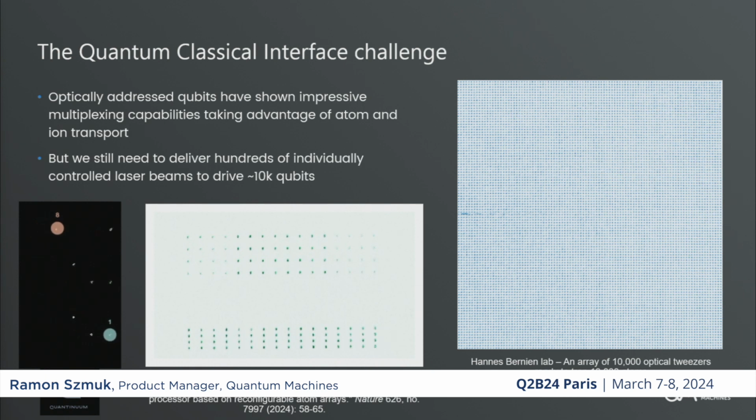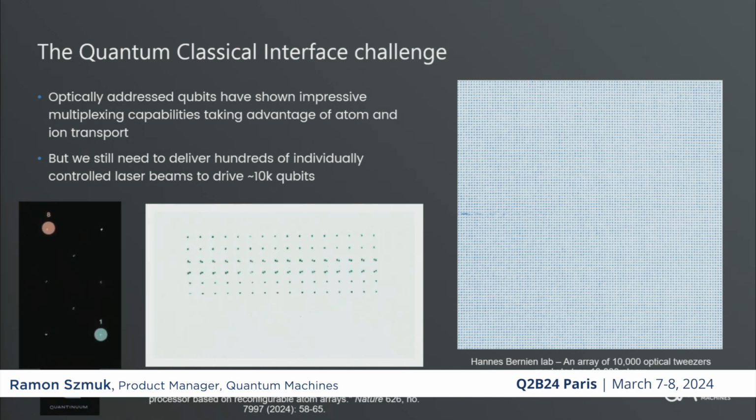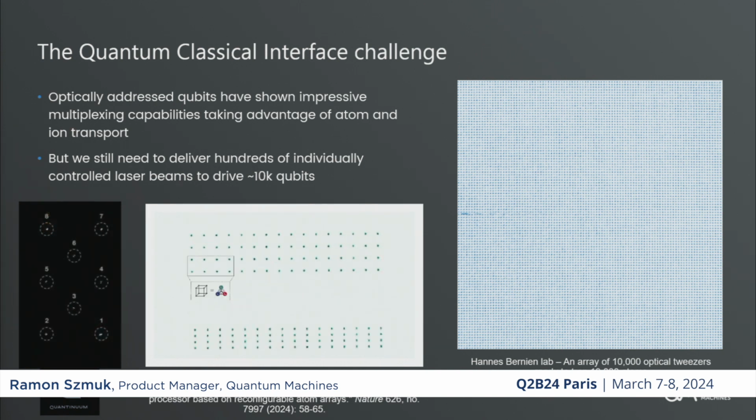So you can multiplex. You gain at least an order of magnitude. You can have a single drive channel region, and you can move qubits in and out of it to drive or to read. And so yes, you get an order of magnitude.